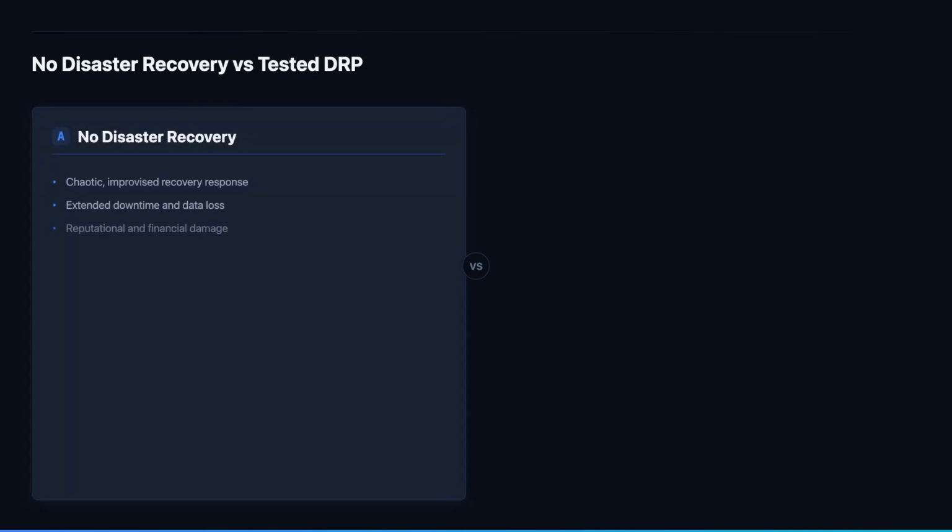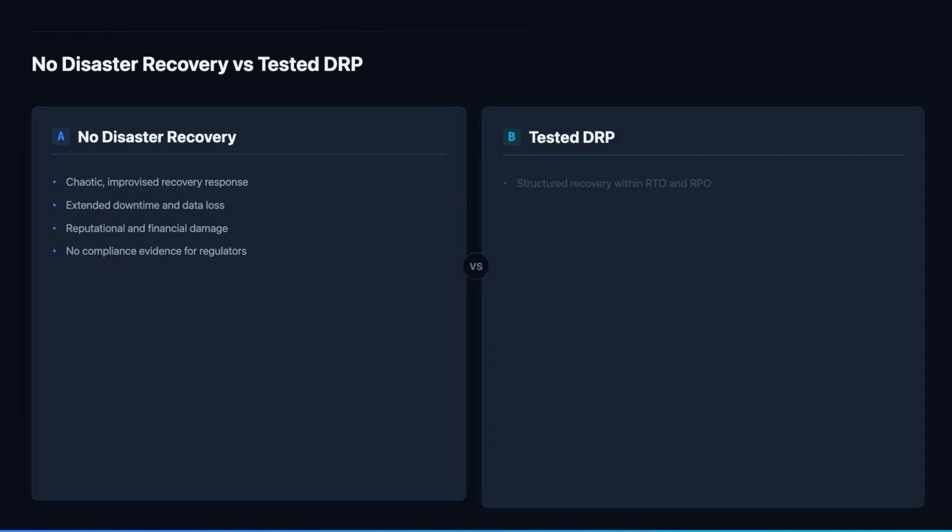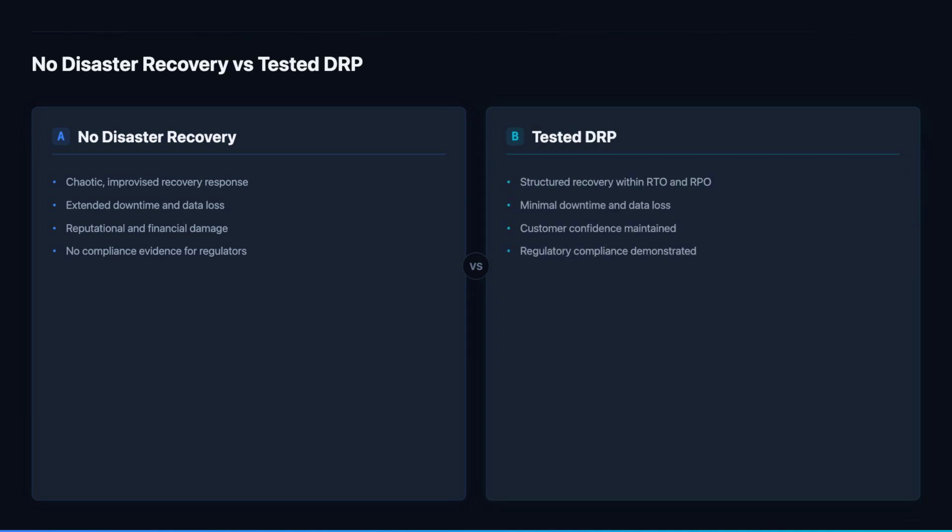Without a tested disaster recovery plan, organizations respond to IT disasters chaotically, losing data, exceeding unacceptable downtime thresholds, and damaging customer relationships permanently. With a tested DRP, recovery is fast, structured, and evidence-based, enabling the organization to meet its RTO and RPO targets and restore service with minimal reputational damage.